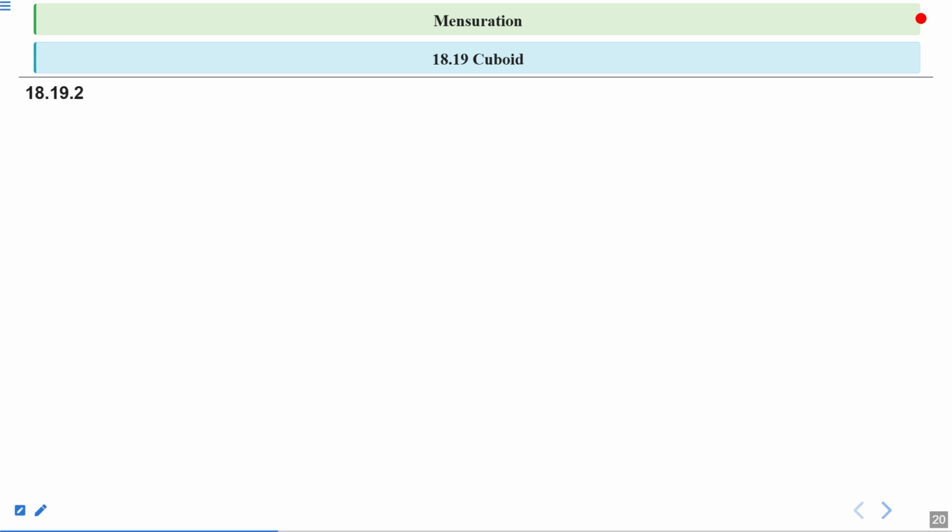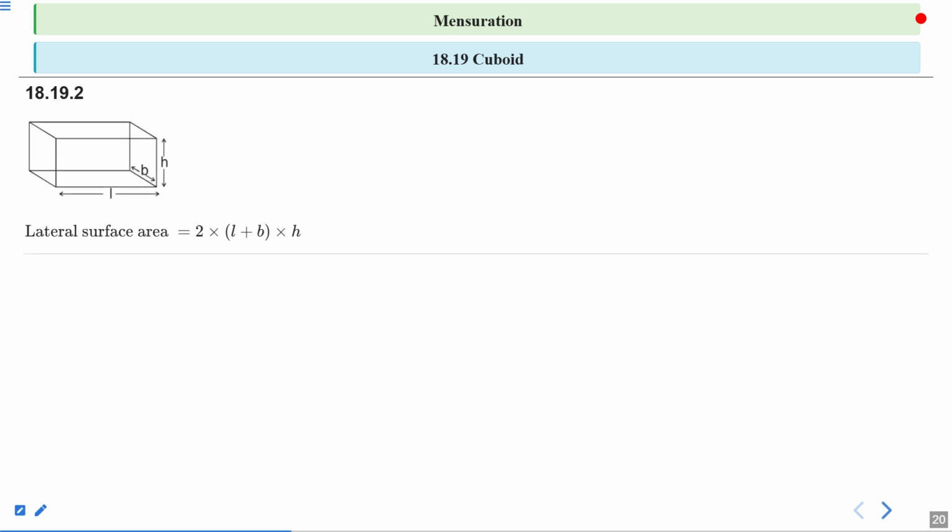Next formula of the cuboid, 18.19.2. So this is the diagram of a cuboid. So we can calculate the lateral surface area, which is 2 times (L plus B) multiplied by H. Next one.